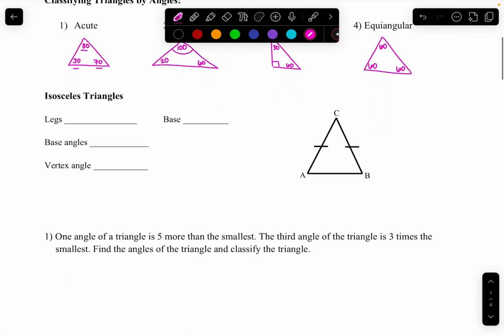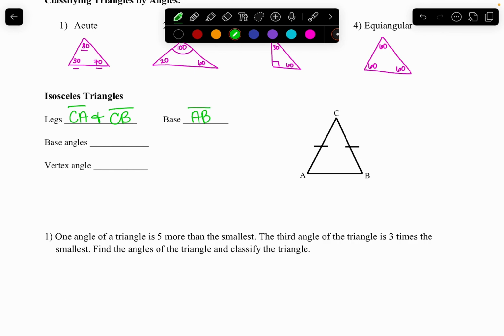All right, let's look at isosceles triangles. When you have an isosceles triangle, we had already talked about two sides that are the same. The two sides that are the same are going to be considered our legs, and then the side that is not the same is going to be considered our base. So if you look at this isosceles triangle that I have drawn for you over here, we would consider the legs as CA and CB.